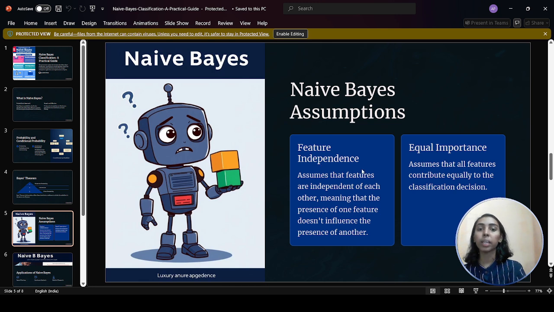Now, naive Bayes assumptions. We have feature independence, which assumes features are independent of each other, meaning that the presence of one feature does not influence the presence of another. If there are many different features, the presence of one feature would not affect another feature. And equal importance: it assumes that all features contribute equally to the classification decision.